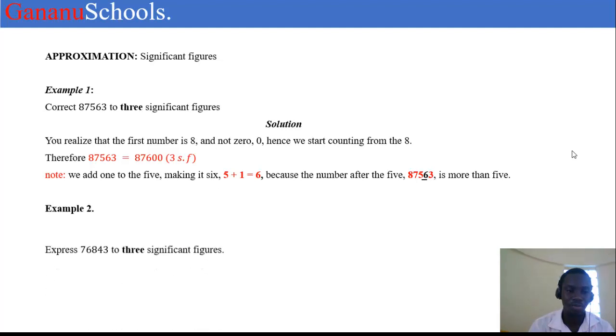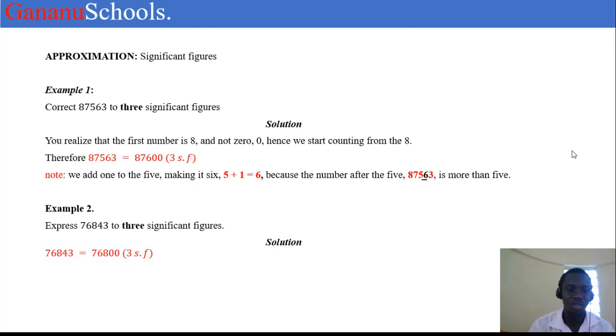Example 2. Express 76,843 to 3 significant figures. Solution. You realize we have 76,800 to 3 significant figures. And with this, 4 and 3, these digits are less than 5, so we run down.